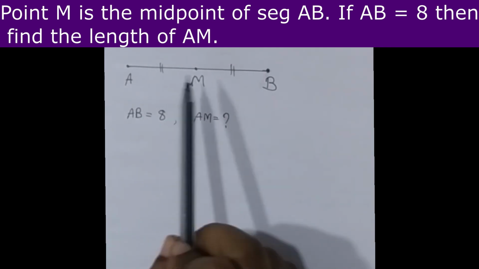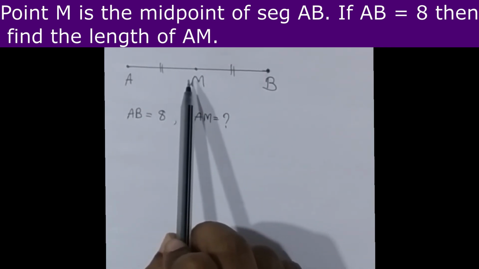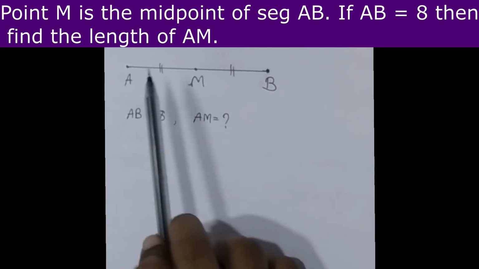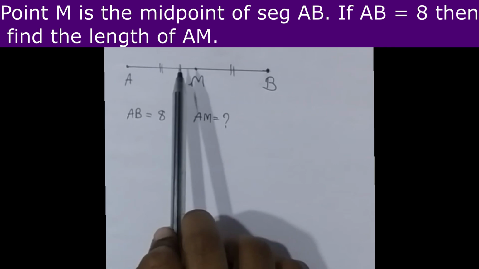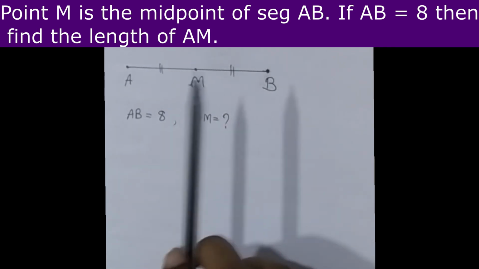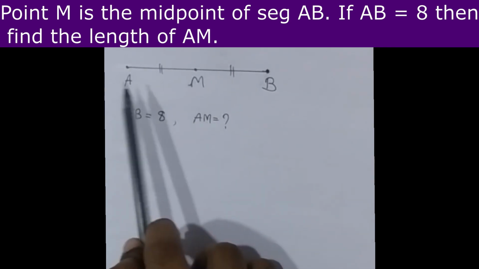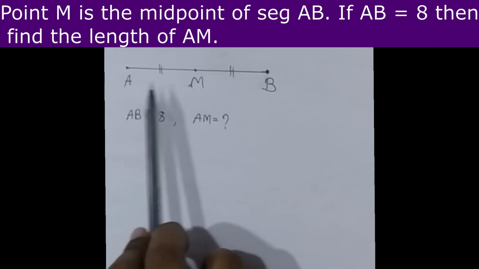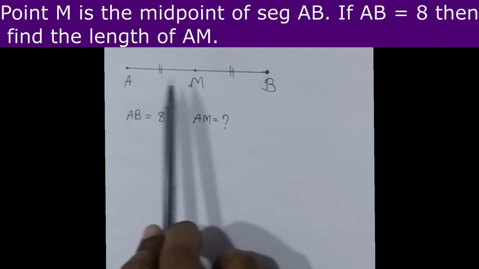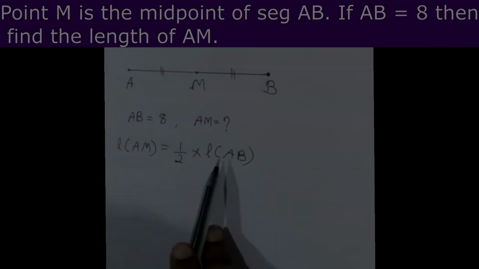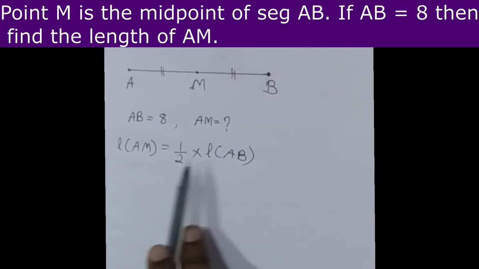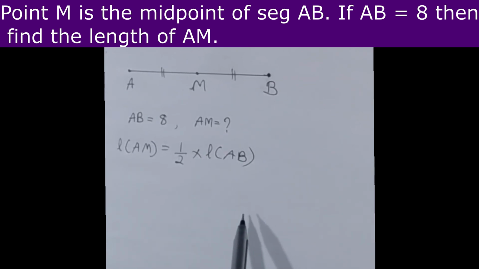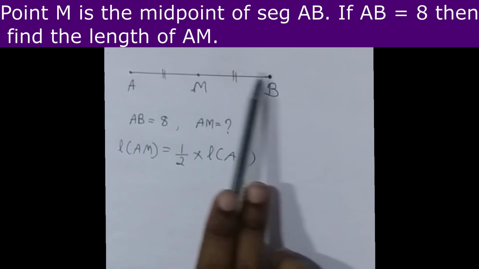See, since M is the midpoint, this M will divide this full segment into two equal parts, right? AM is congruent to MB, right? So we have seen AM will be half of length AB. The segment AM will be half of length AB. So length of segment AM will be half of length of segment AB.